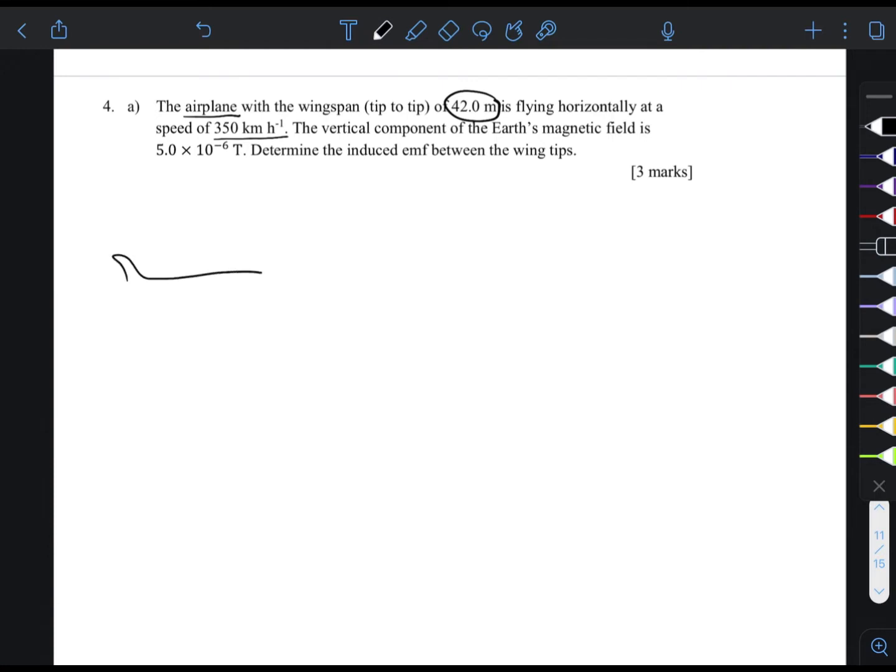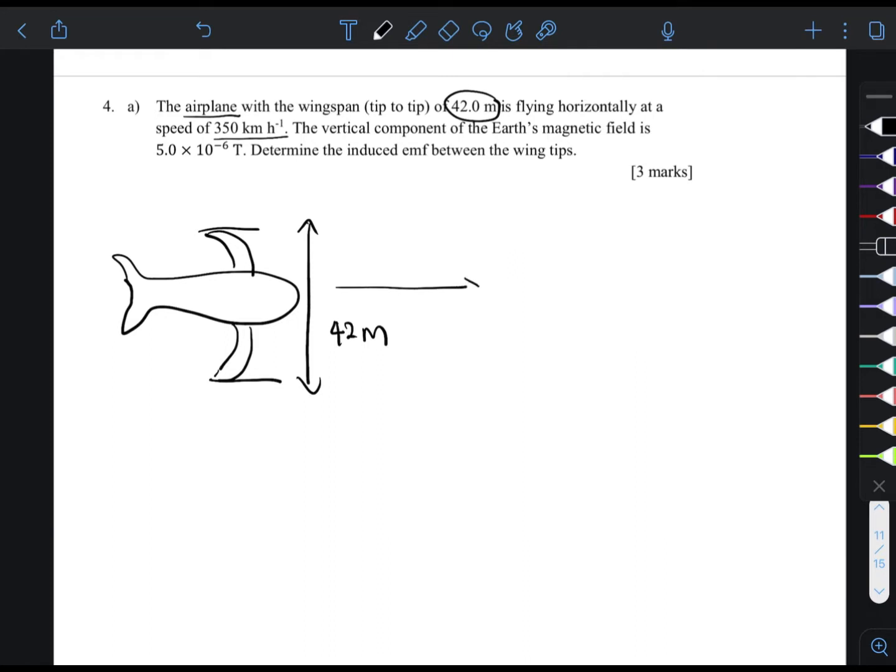So basically ni adalah kapal terbang kita. So your aeroplane will have the wing. Betul tak? Ni macam dolphin dah. Tapi boleh lah. Okay. So the wing of the aeroplane here has the length of 42 meter and they are flying horizontally. Maksudnya pergerakan dia adalah horizontal here lah. So we will have the speed here of 350 km per hour.